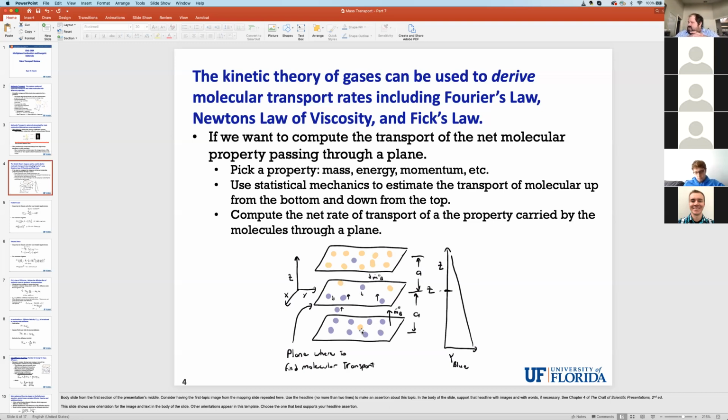I'm not going to go through the derivation in detail. It takes about a lecture and a half, and for this class we only care about the end results. But you can use this simple idea to derive Fourier's law for gases, Newton's law of viscosity, and Fick's law of diffusion. It's just a matter of which property you pick to tag along with either the blue molecules or the orange molecules.